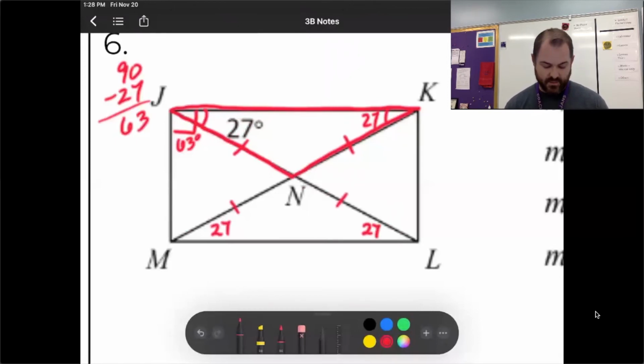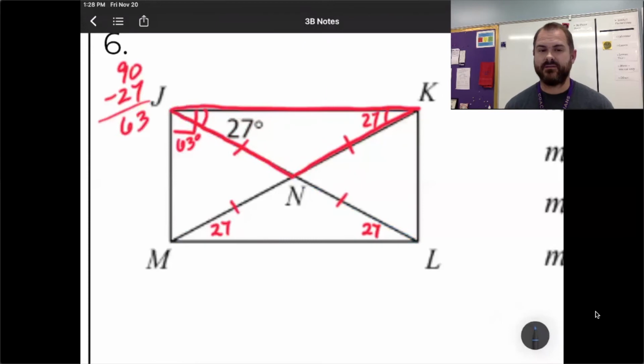Or I can think of it this way. I can think of alternate interior angles, 27 and 27, like that. But those are 27s. That makes these other angles 63 degrees.